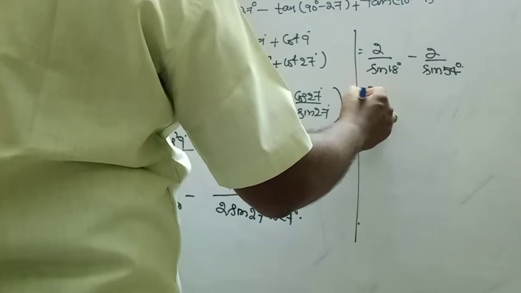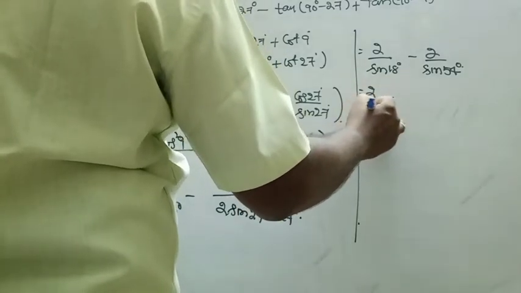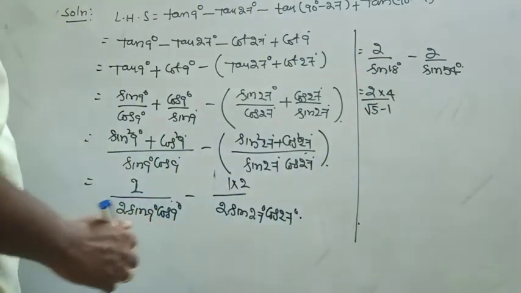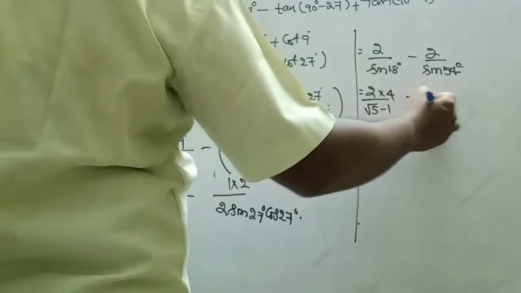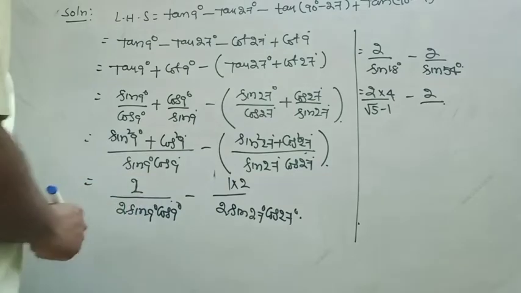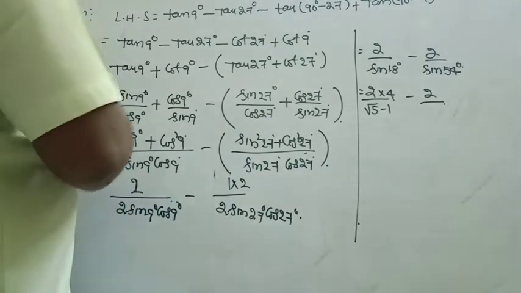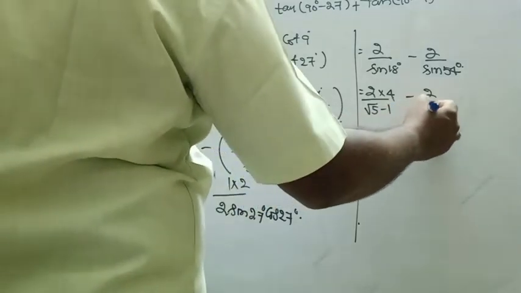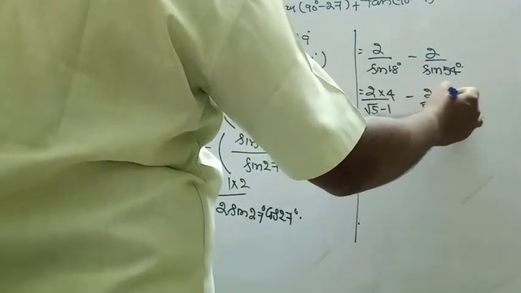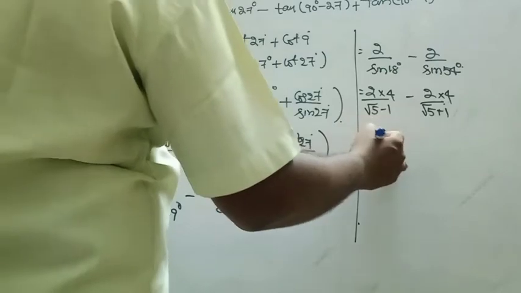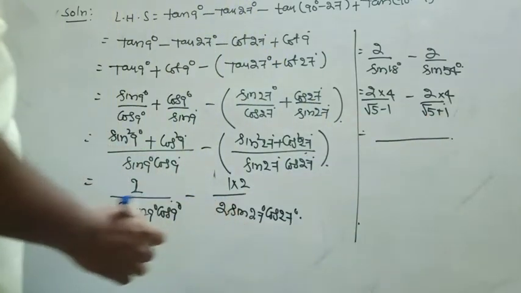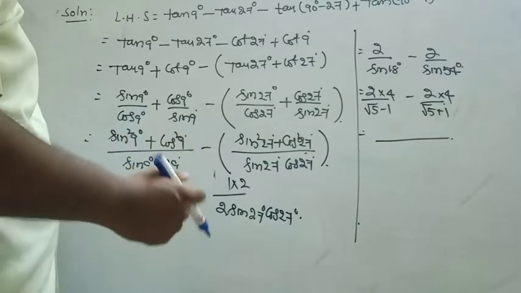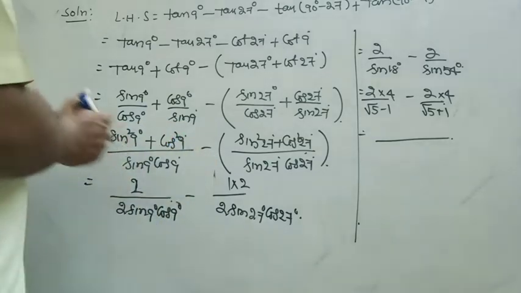So we have 2 by sin 18 degrees, which is root 5 minus 1 by 4. 4 will be going to the numerator like this. Minus 2 into sin 54 degrees, which is equal to cos 36 degrees, that is what we are going to get, root 5 plus 1 by 4. Root 5 plus 1 by 4. Here you will be getting like this. Now if you take the LCM, my dear students, you please observe what we will be getting, that we will be doing now.